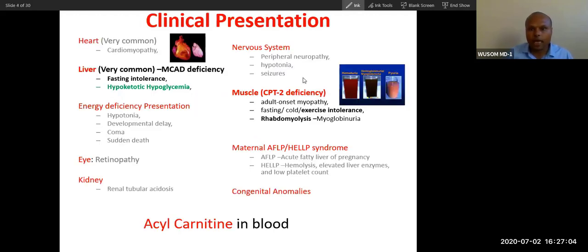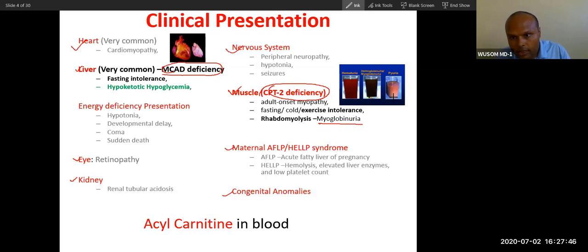Now, these are general presentations, as I have told you. You can see the heart will be involved, cardiomegaly, the nervous system is involved, muscle is involved, liver is involved, eye is involved, kidney is involved, and congenital anomalies will happen. And if the mother has such symptoms, the mother will have a different problem. I'm not going to talk in detail about this. I will focus on these two, liver and muscle pathology. Liver is related to MCAD deficiency, and muscle is related to CPT-2. Muscle damage will cause myoglobin in urine. This is called myoglobinuria.